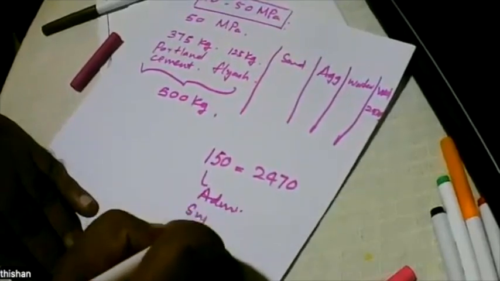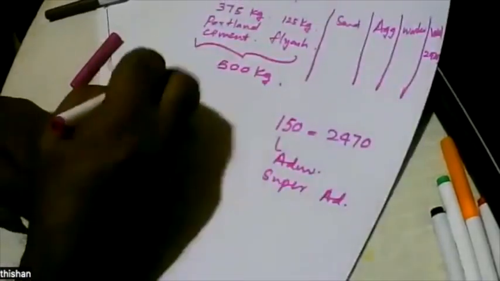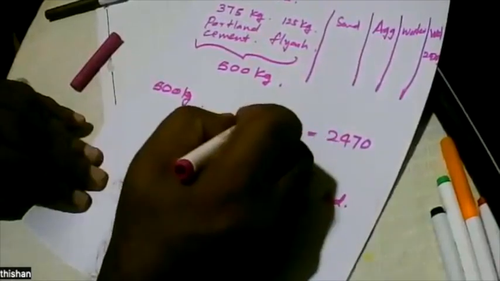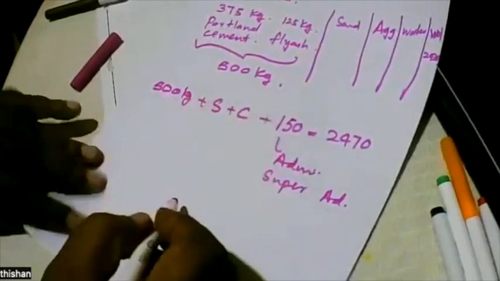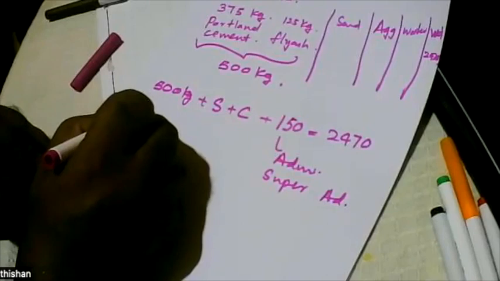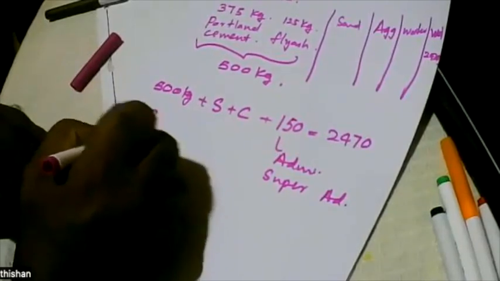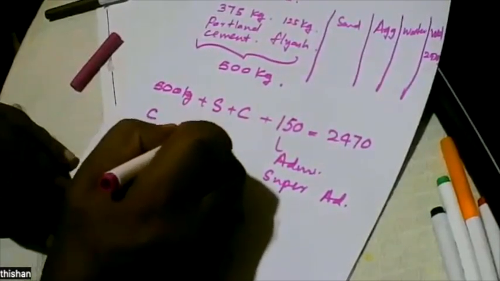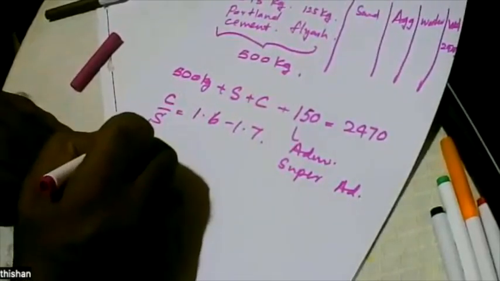using a good admixture like Supercrete or Adcrete. And then on this side, you get 500 kilograms plus sand, plus coarse aggregate. And because we are just dropping the concrete in a large pour, we can use a coarse to sand ratio of about 1.6 to 1.7. Let's assume we are using 1.7.